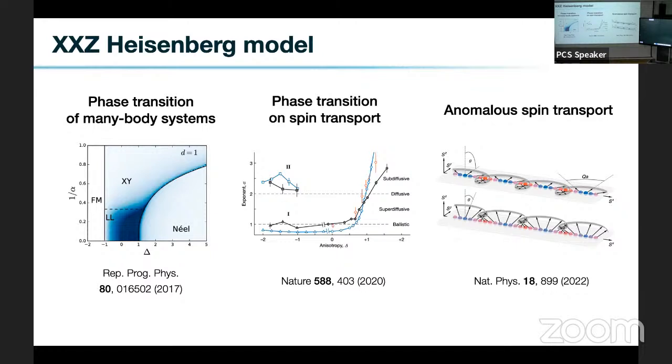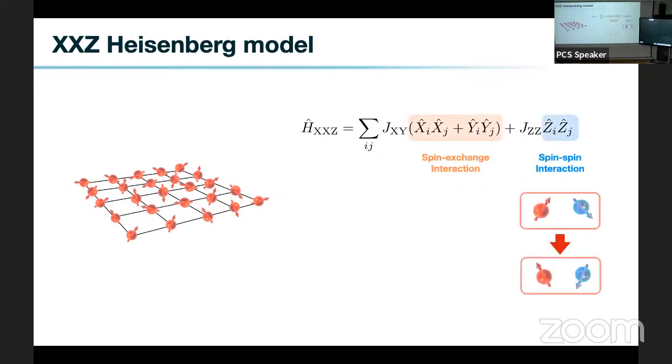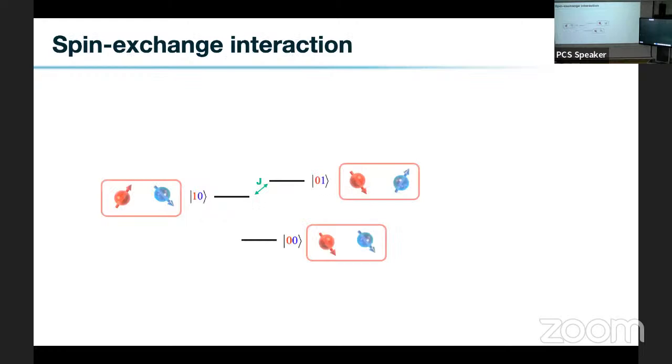When we study this, the anisotropy of the system is the key parameter because it works as the order parameter of the phase transition. So we need programmability of this JXY and JZZ. That's the requirement to study such physics. I will explain how to implement that.